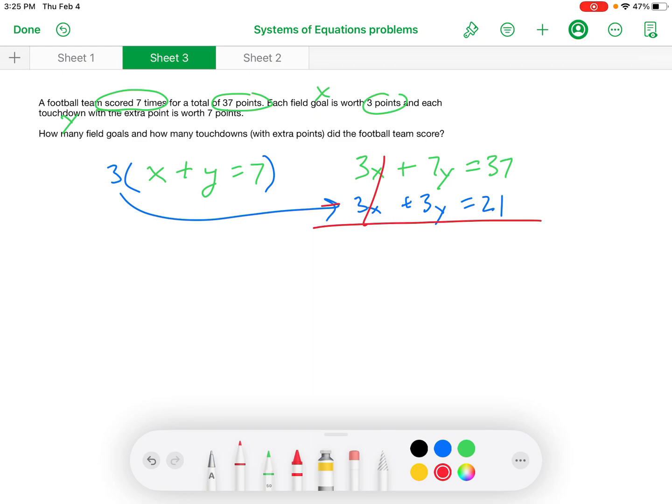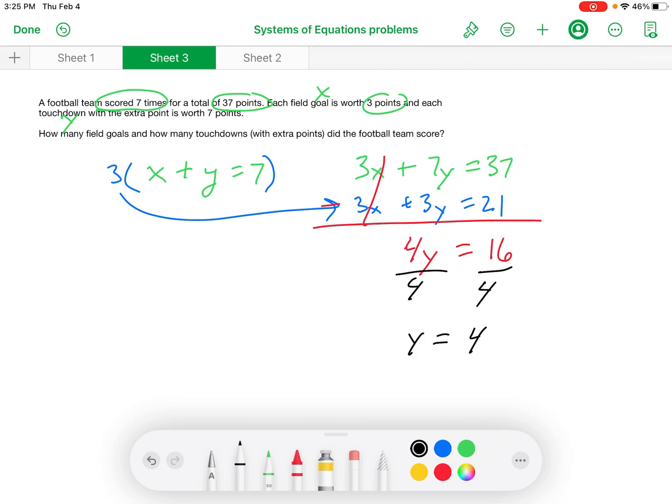3x minus 3x is 0. I don't even have to write 0, because 0 plus anything is what it is. So I'm going to put 4y, because 7y minus 3y is 4y, and then 37 minus 21 is 16. And look at how easy this equation is going to be to solve. All I have to do is just divide by 4 on both sides. And I love elimination for this reason.